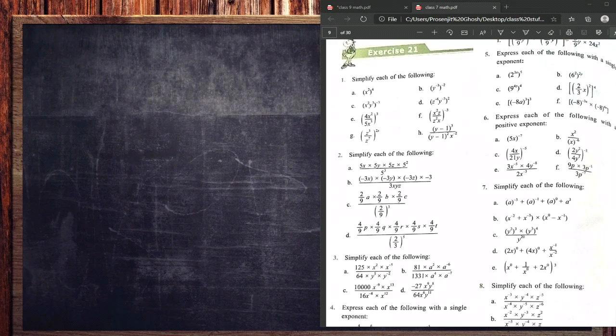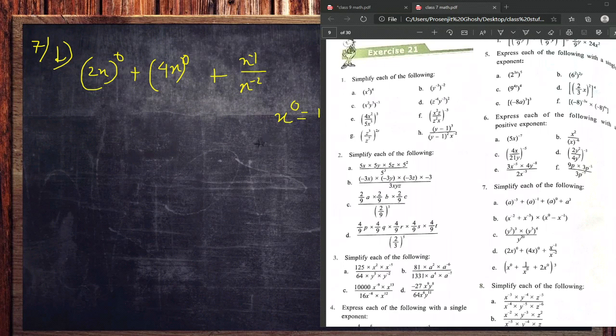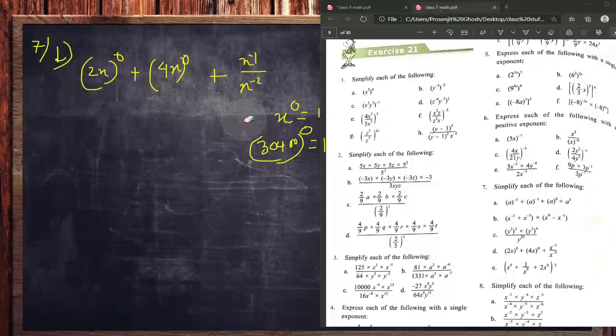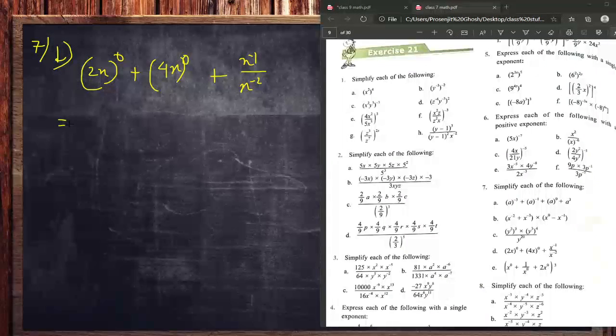So these are all about the simplification part. Let me do another one, that is 7 part D. In 7 part D, 2x whole to the power 0 plus 4x whole to the power 0 plus x to the power minus 1, x to the power minus 2 is there. Okay, so I told you many times that something to the power 0 is 1. Doesn't matter how big the value is. Suppose 30400 whole to the power 0, that is also 1. So you don't have to see the digit, just see the power. If it is 0, then clearly put it as 1.